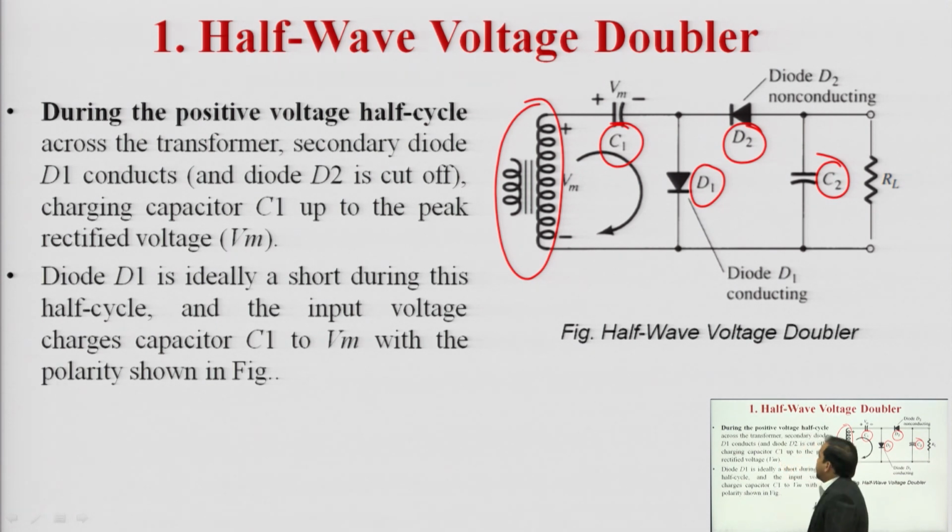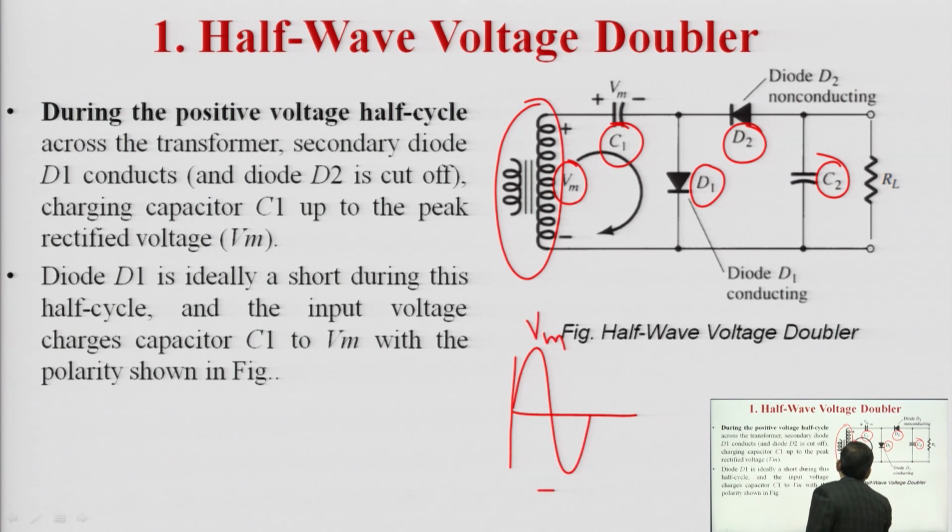During the positive half cycle, if this is plus Vm, this is Vm and this is minus Vm, and we choose this particular cycle which is a positive half cycle, then current will try to flow in this particular direction. Due to this direction of current, diode D1 will be on, or conducting.